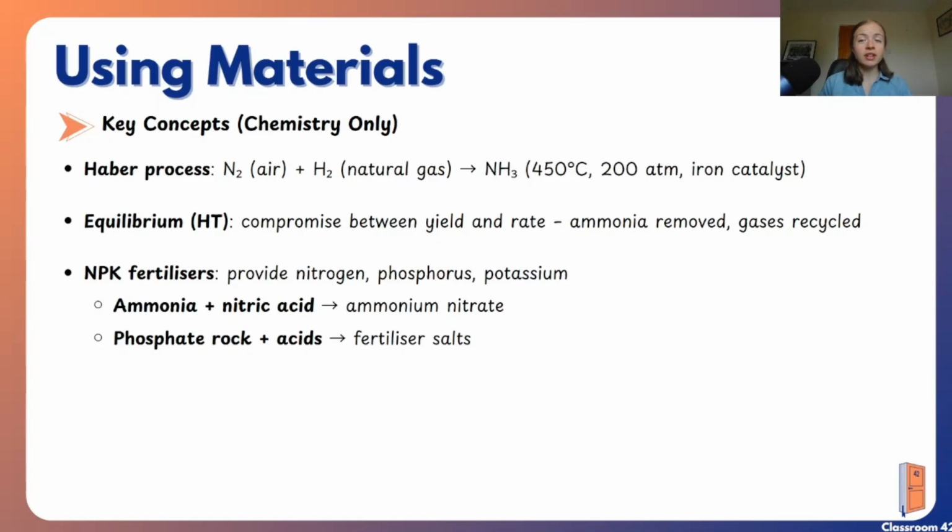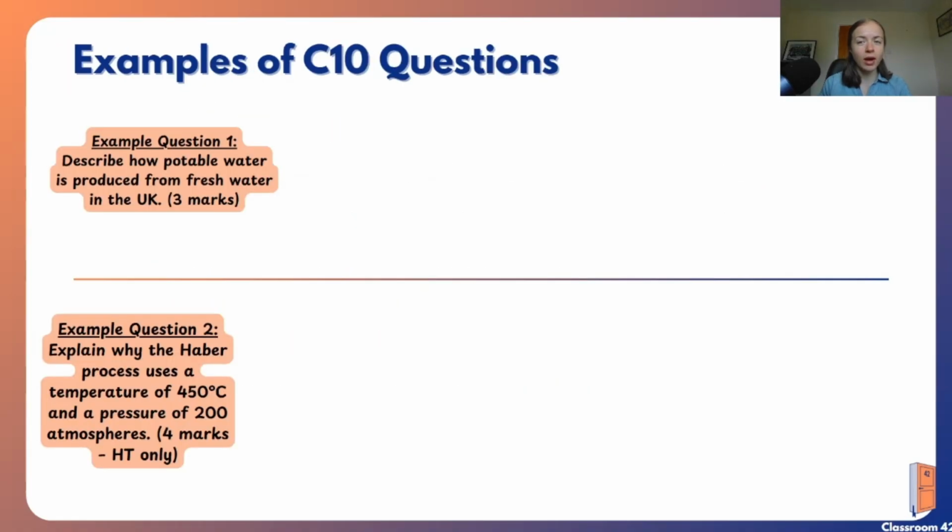You also need to be able to discuss the use of NPK fertilizers, which provide nitrogen, phosphorus and potassium to soils typically. So firstly, we need to know where they come from. Ammonium nitrate can come from the reaction between ammonia and nitric acid. Phosphate rock and acids produce fertilizer salts, and there are a few other examples that you need to know as well, which are in the specification. You also need to be able to compare the lab versus use in industry, so comparing the methods used to produce these fertilizers, the scale at which they're produced, their purity, and the risks and safety concerns which come through those as well.